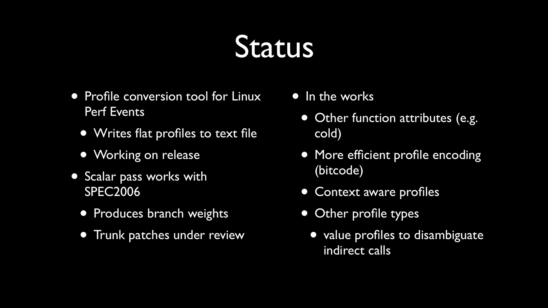And there's a bunch of stuff that are the next logical steps, like adding function attributes when you find a called function. The encoding of the profiles is a little bit inefficient now because it's a text file. And also adding context-aware profiles instead of just flat profiles. And now Chandler is going to tell us what we do with these. So, thanks, Diego.